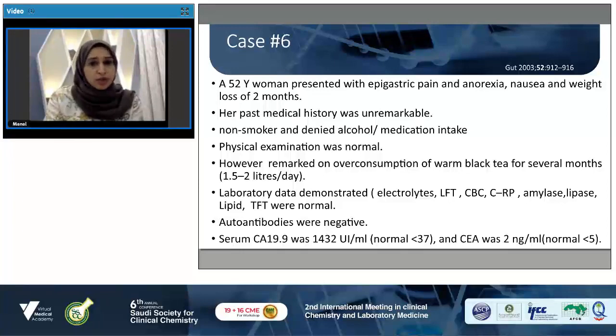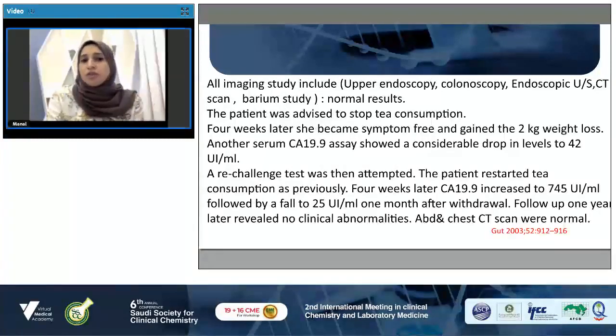Her autoantibodies were normal. They did CA19-9 for a reason, I don't know, but it was done as part of the weight loss investigation. It was around 1,432, with the CEA around 2. They did all the imaging, and they didn't identify any source of that.